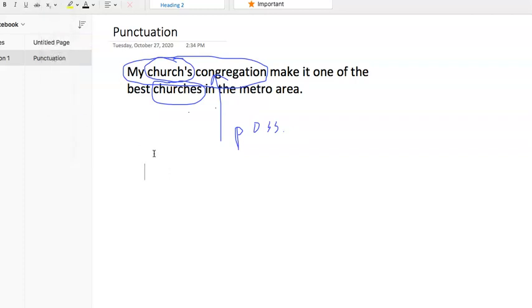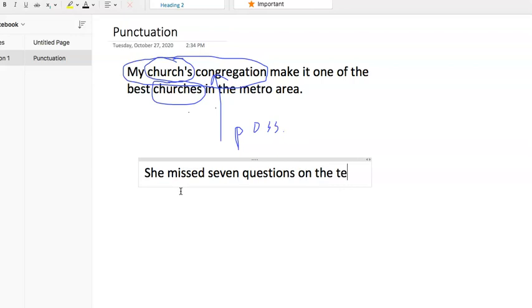And our only other question is about semicolon. Okay, so these examples are really the best way to go. So let me write in one more here. She missed 7 questions on the test. Maybe a little space. 5 of them were geometry questions.